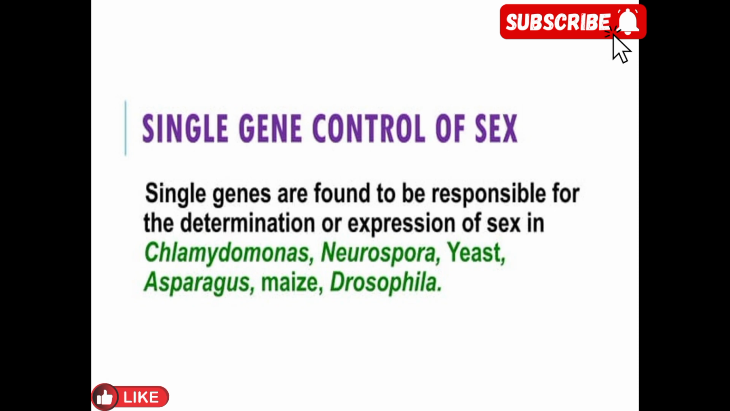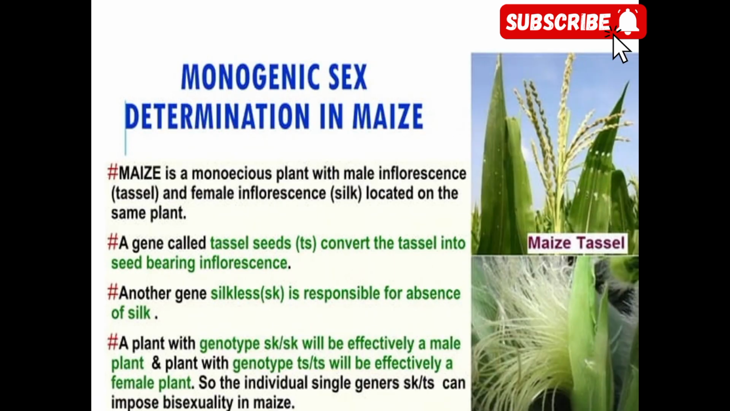Single gene control of sex. Single genes are found to be responsible for the determination or expression of sex in Chlamydomonas, Neurospora, yeast, asparagus, maize, as well as in Drosophila. Monogenic sex determination in maize is an example.